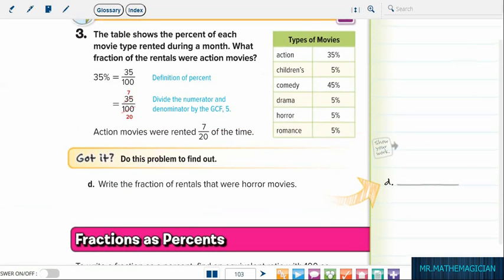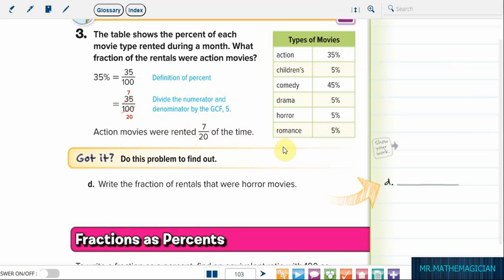Example 3. The table shows the percent of each movie type rented during a month. What fraction of the rentals were action movies? Action were 35%, so it means 35 over 100. Divide by 5 up and down, this will give you 7 over 20. So action movies were rented 7 over 20 of the times.